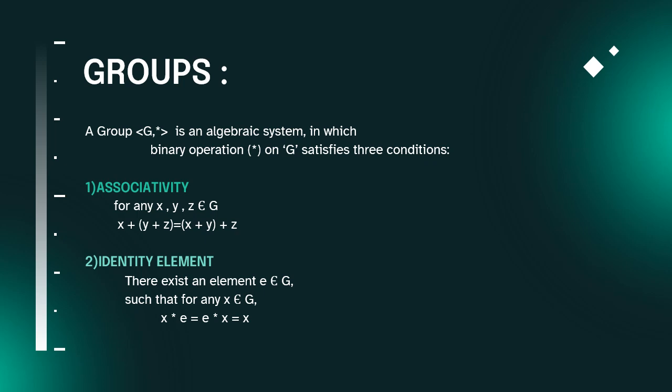Identity property: there exists an element E which belongs to the group G, such that when we multiply it with another element of the group G, the final answer should be the element which we have taken at the start.